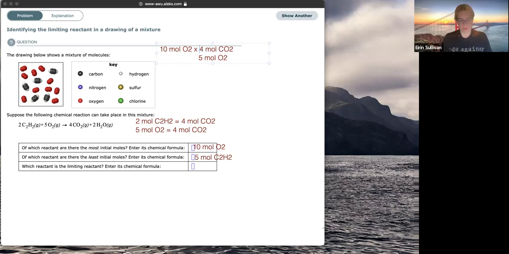Okay, so what we're going to compute is 10 times 4 divided over 5. And that is going to give me 8 moles of CO2 that we can possibly make.